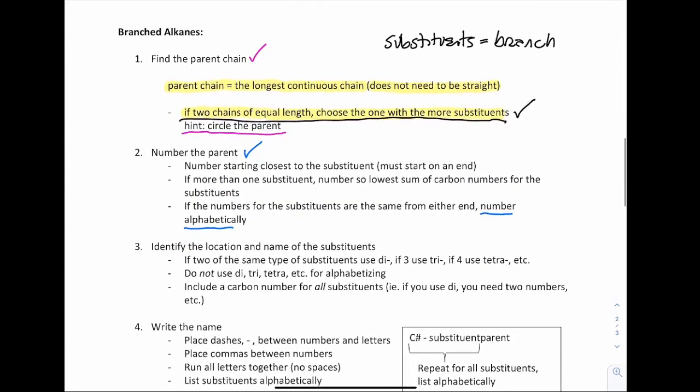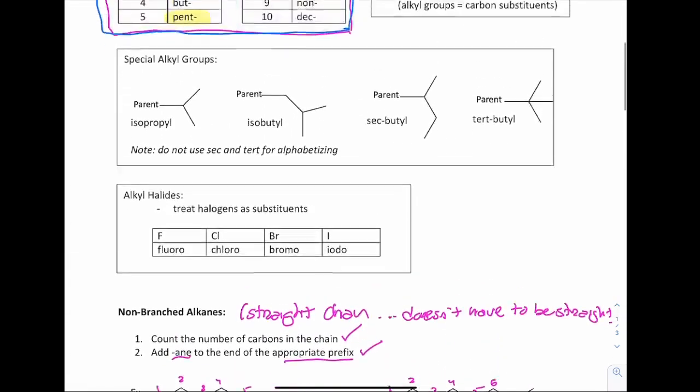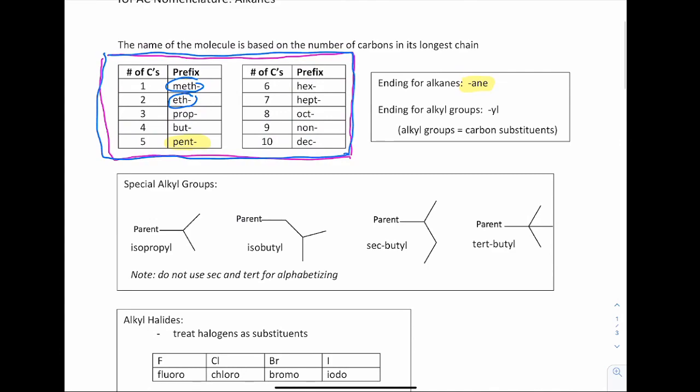So if we go back down, I want to have the lowest, right? Lowest sum, that's first. And then if, big if, the numbers for the substituents are the same from either end, then we're going to number it alphabetically. And again, I will do examples in a minute. Back up to these guys. So the names for my branches, based on the number of carbons, so meth if there's 1, eth if there's 2, but then my ending is going to be YL.